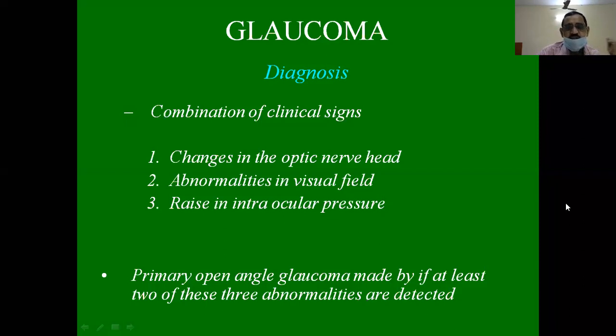In any glaucoma, the diagnosis depends upon a combination of clinical signs. First and foremost are changes in the optic nerve head. Second is an abnormality in the visual field, which is irreversible. And frequently, it is a rise in intraocular pressure, but not invariably. Primary open-angle glaucoma is diagnosed by at least 2 of these 3 signs. They must be present to call it glaucoma.